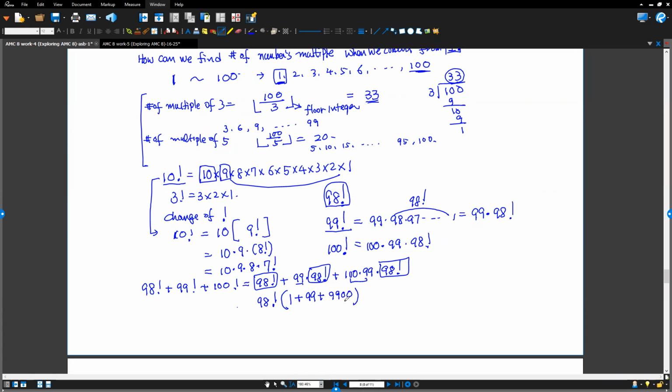Okay, so what is this one? 1 plus 99 is 100. 100 plus 9900 is how much? 10,000. Actually, this number can be expressed as 10,000 times 98 factorial. This is very important.